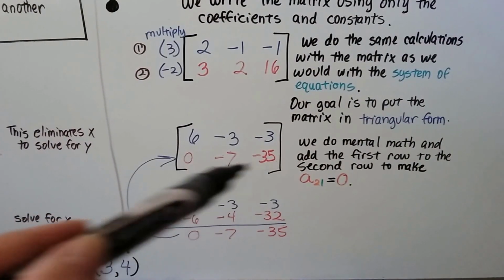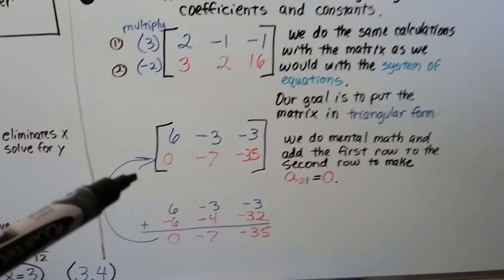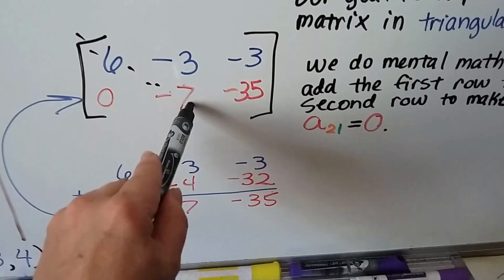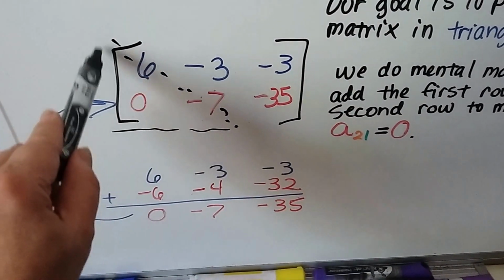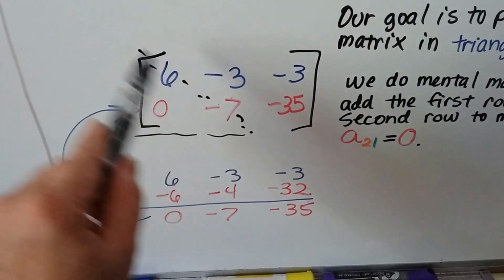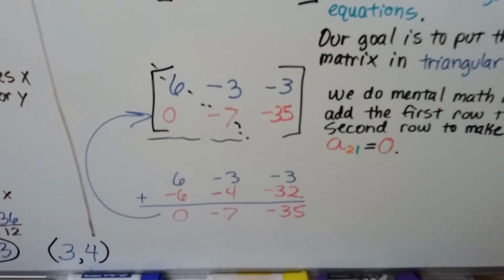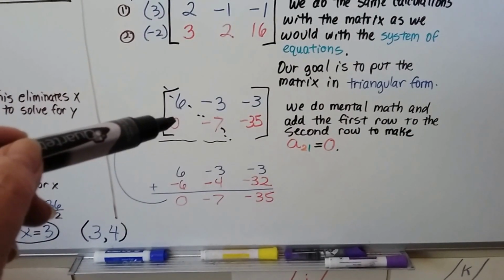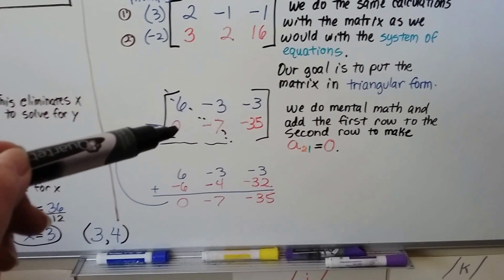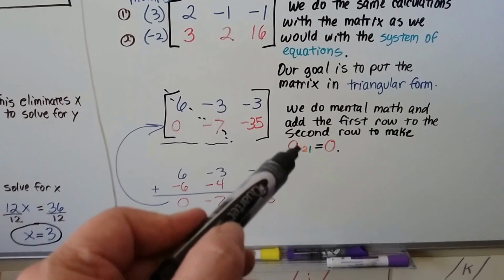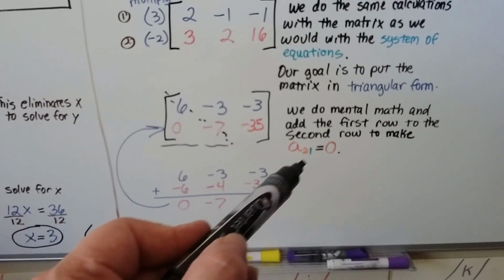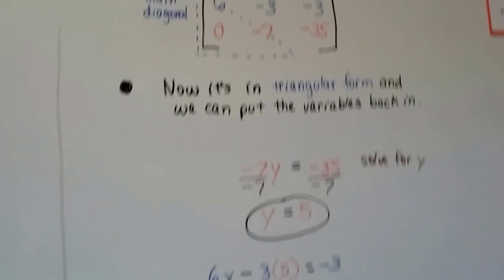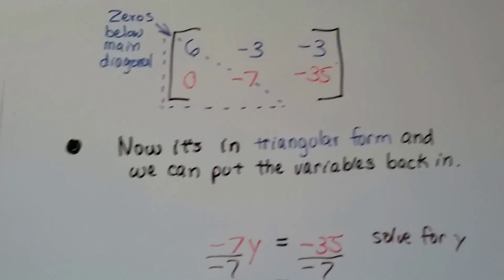So now this is our new matrix. See? And now, if you can see, we've got the triangle, with the main diagonal right here and a 0 below it, the way we want to. So this is position A sub 21. It's in the second row, first column. That's what that 2 and that 1 mean, okay? So now it's in this triangular form, and we can put the variables back in.